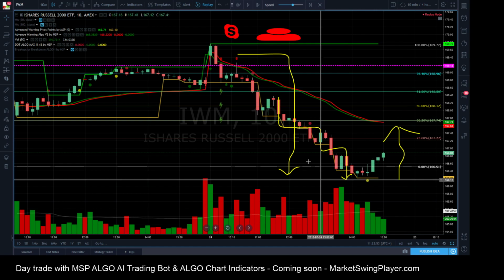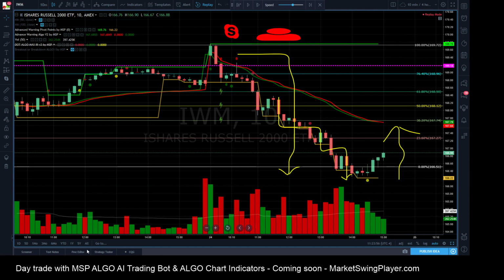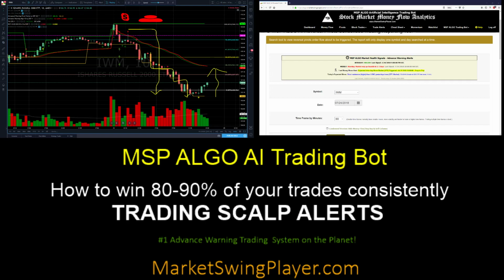Alright, so that's how you trade using MSP ALGO, artificial intelligence, chart indicators, and the bot side by side in order to win 80 to 90% of your trades on a consistent basis. That's the problem with traders. They're not consistent. They go round and round and not able to hold on to the money that they made, because they keep giving it back to the market.